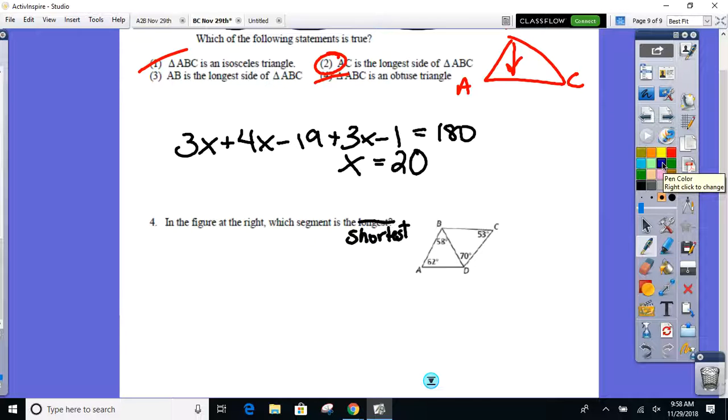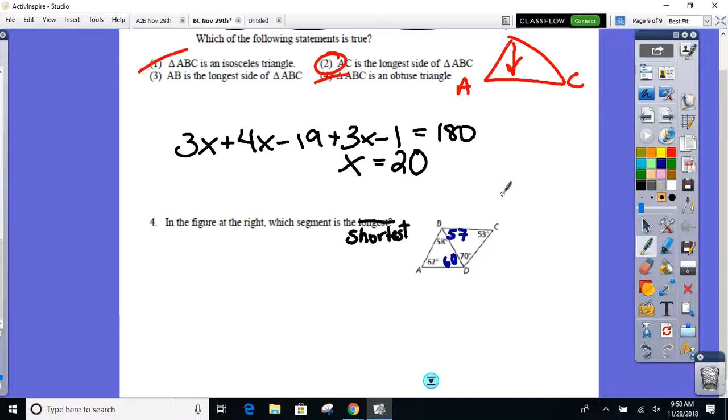All right, what's my missing angle for BD? Angle BDA, that missing angle? 60? Yeah. And how about the missing angle CBD? 57. All right, let's talk now.